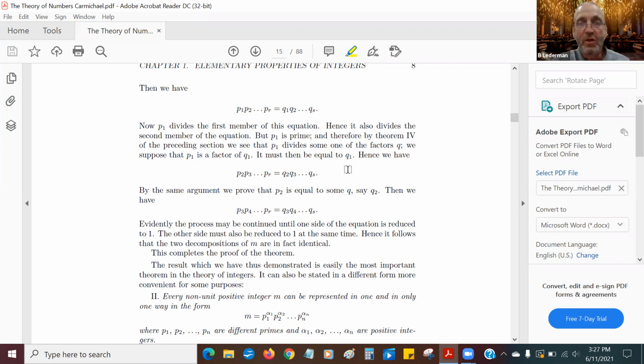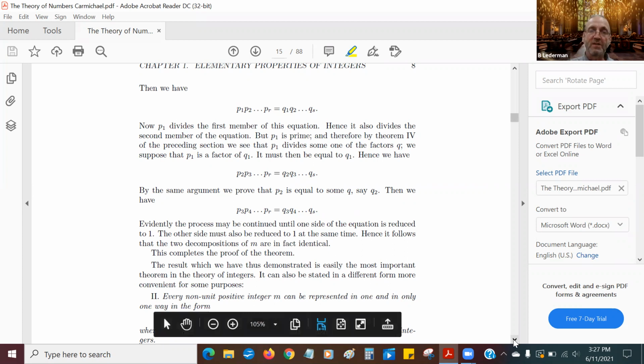So basically, we're going to take p1 and q1, knock them out, and now we have p2, p3 up to q2, q3. By a similar argument, I could show that p2 is equal to some q. I'm going to say q2, just for convenience. And then you knock that out, and you just keep on doing this until everything is knocked out, and finally it's just going to be identical, and that completes the theorem.